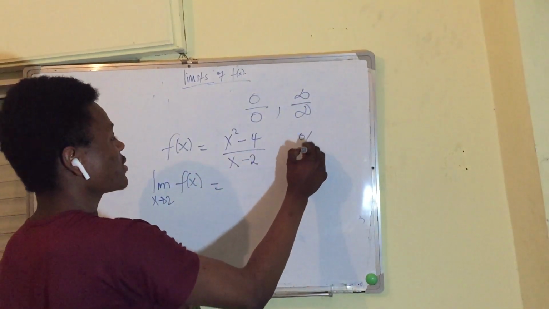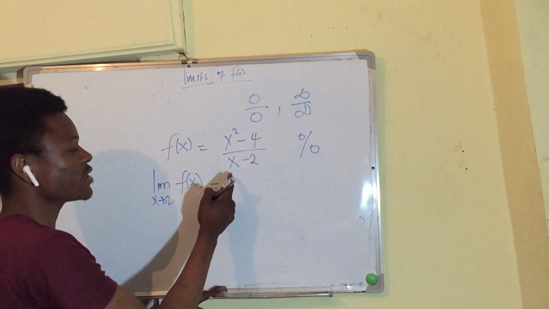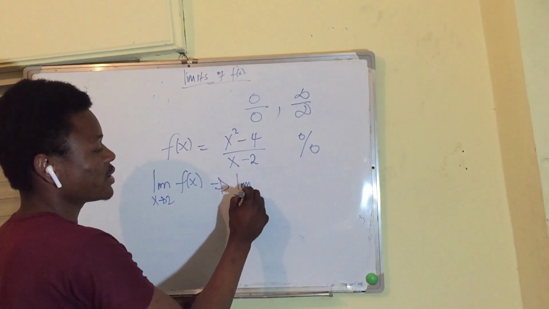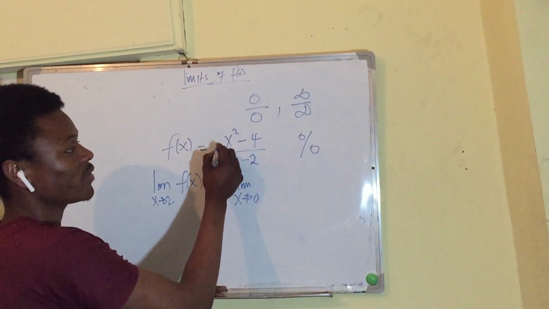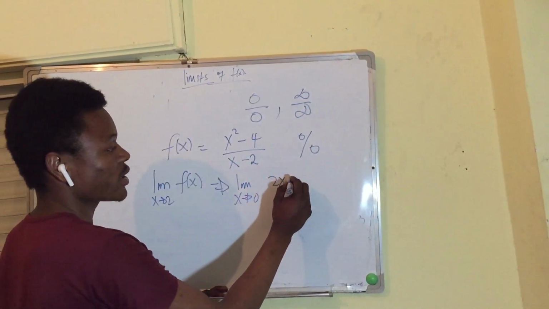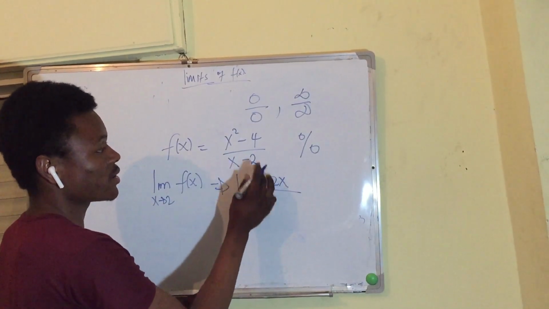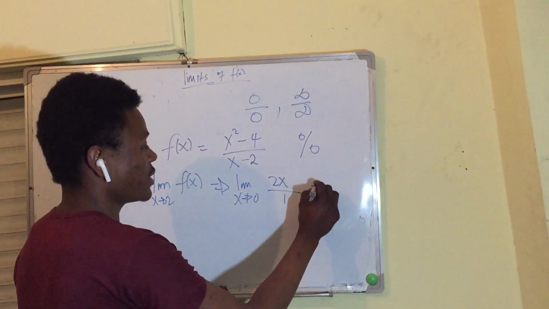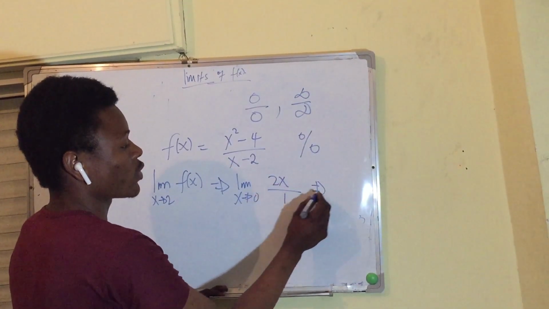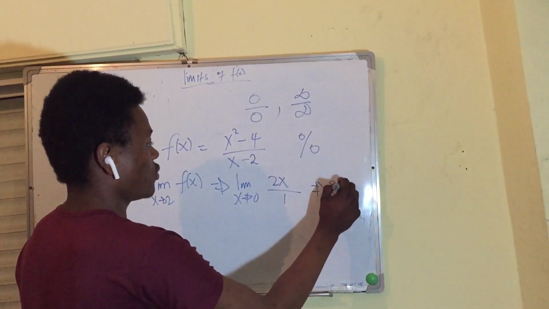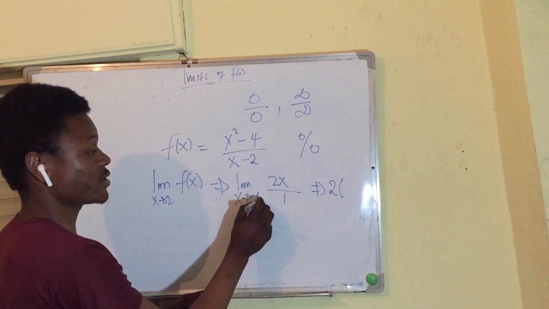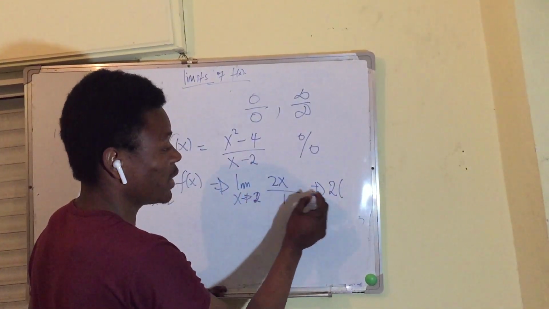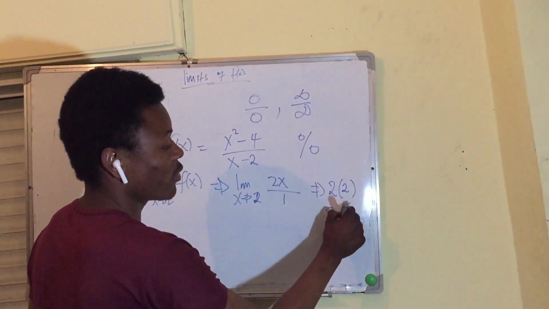If you substitute, you will see you have 0 over 0. So in this case, we have to differentiate the top and the bottom. The derivative of x squared is 2x, the derivative of 4 is 0, and the derivative of x minus 2 is 1. So this limit is the same as 2 times x. When we apply the limit at the end, it will be 4.